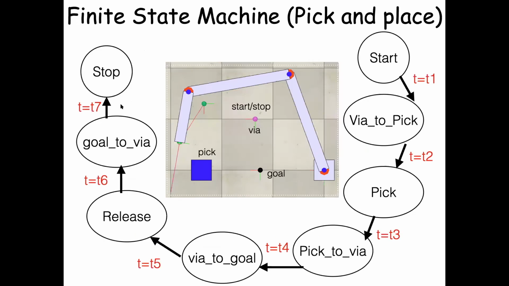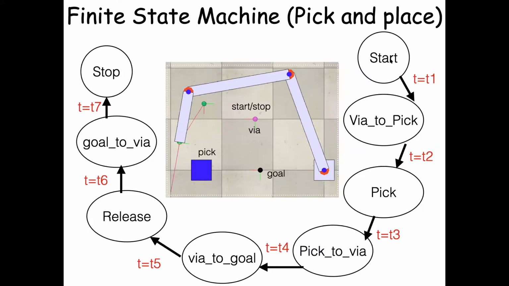So what I did was I took this picking a box and placing it to the goal and made it into this finite state machine. And I highly recommend that you do this yourself when you program anything more complex. You can think of it in your head, but it's always better to put it on paper.